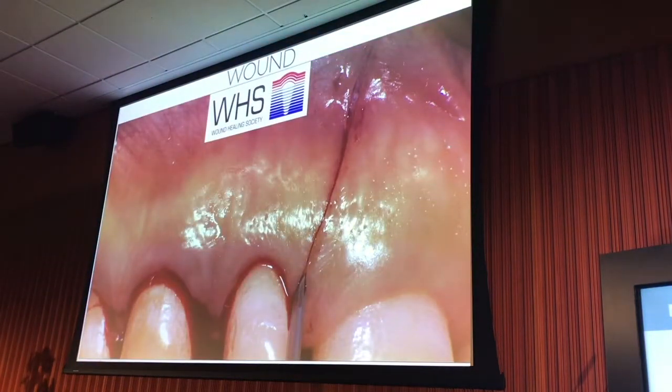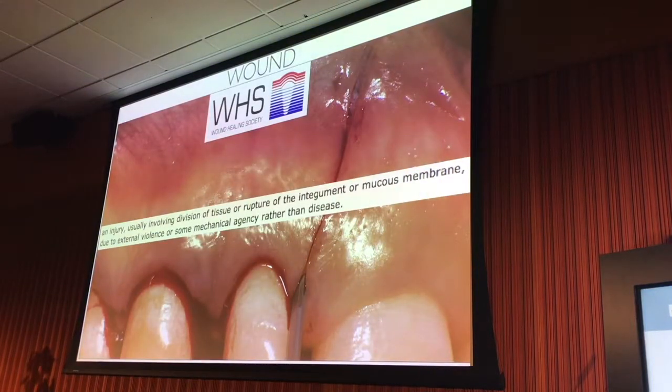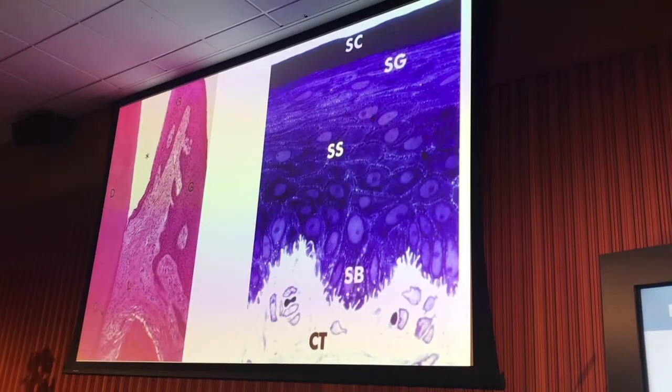Periodontal wounds are different, but if you belong to the Wound Healing Society, and if you read their definition of wound, it's so interesting because you would hit something that is very strange. They talk about due to external violence or some mechanical agency rather than disease. And this is why you see wonderful healing after Massimo De Santis' surgeries, because he's treating healthy tissues. It's a definition that relates to healthy tissues. It's not a disease.